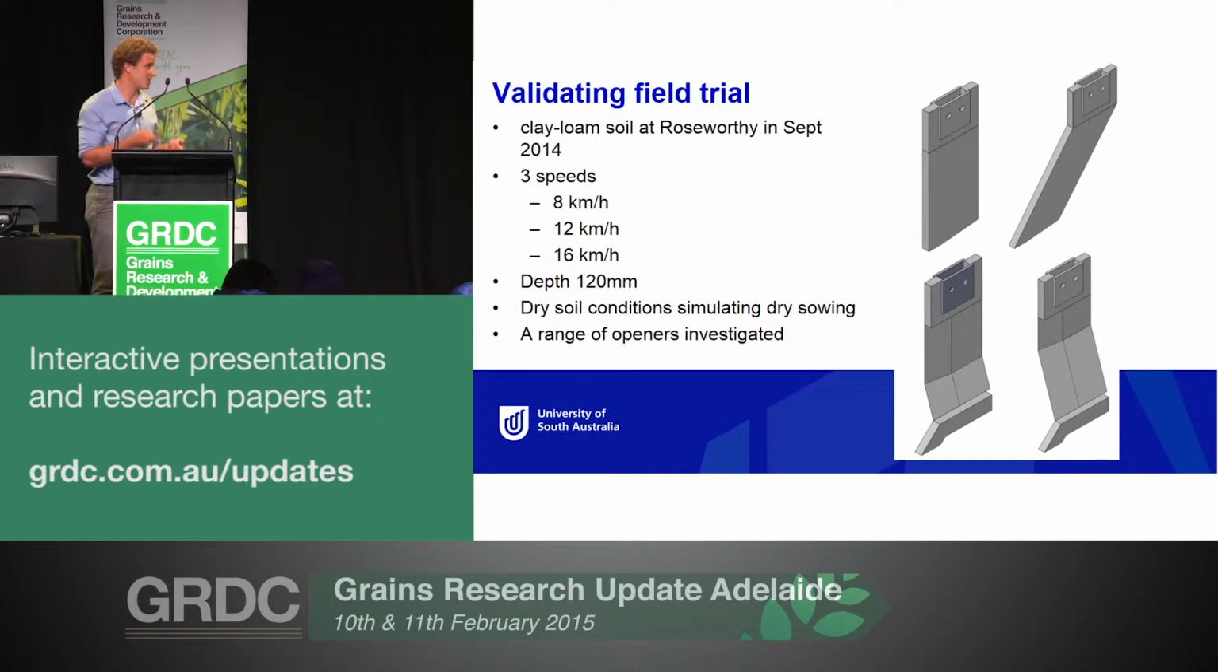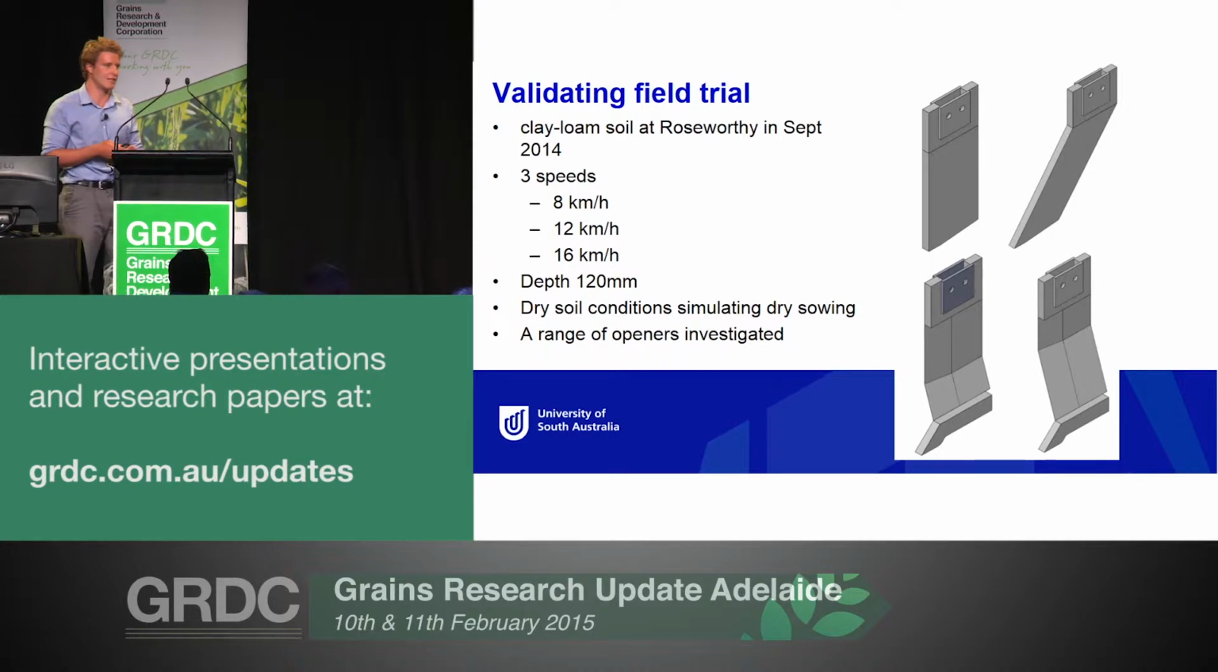So the work by Dr. Ali Akbar was great, and it gave us an insight into how soil moves. But it was limited in a couple of ways. It was carried out in an indoor soil bin, in a remoulded soil with no organic matter or root mass, and it was only carried out at one speed of 8 kilometres an hour.